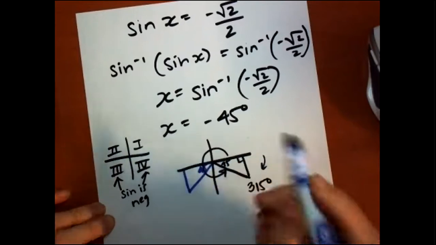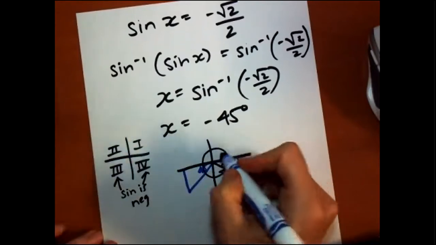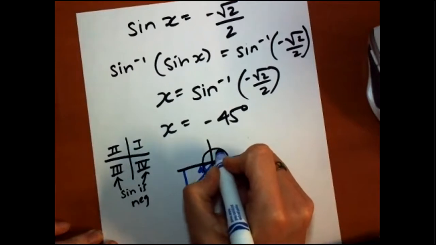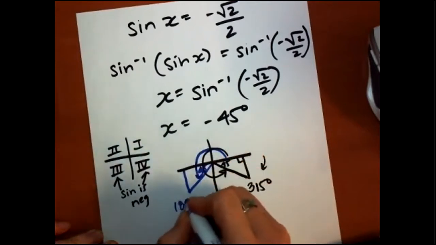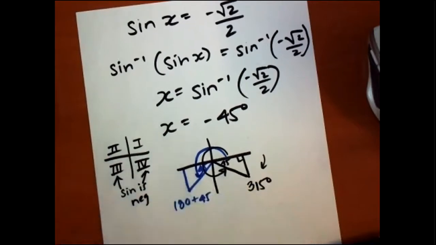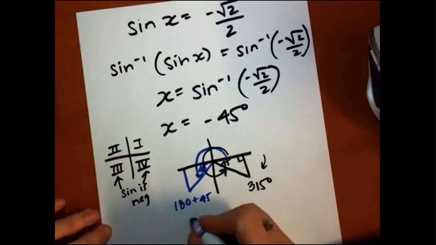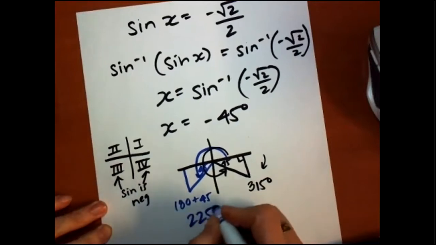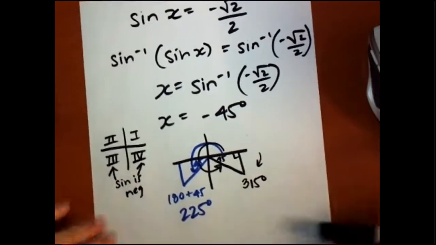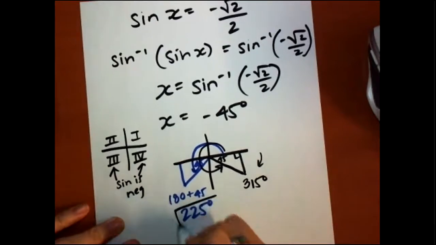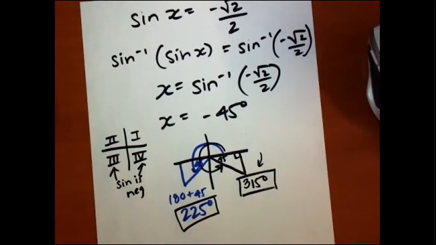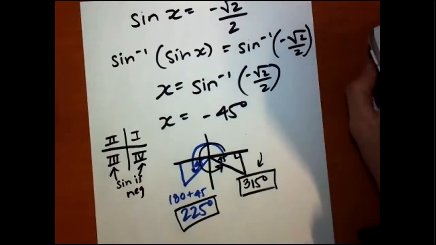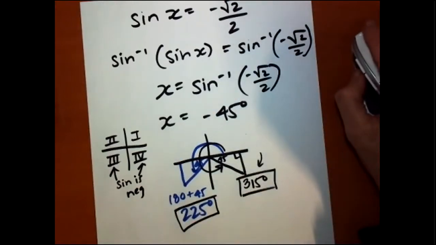I got 45 degrees here. And the angle is going to be 180 plus 45 degrees. 180 plus 45 is 225 degrees. So those are our two answers, 225 and 315. And of course, we could answer this graphically. So let's check out what that would look like.